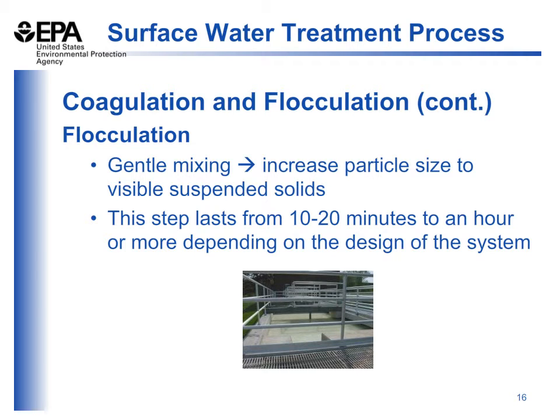Once the coagulant is added, there's a gentle mixing process to allow the particles to flock together, the flocculation process. This typically lasts from 10 to 20 minutes or up to an hour, depending on the design of the system. And the goal here is to gently mix the coagulant chemical in the water column and allow it to do its work, bringing the particles together so they are large enough to sink to the bottom of the treatment tank.